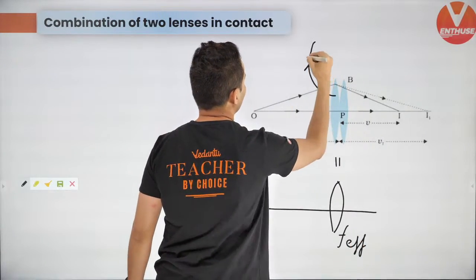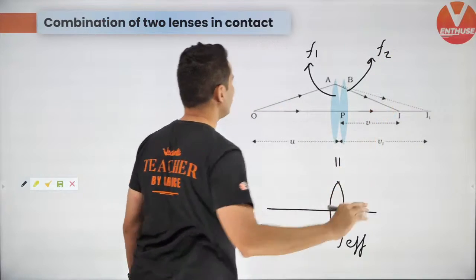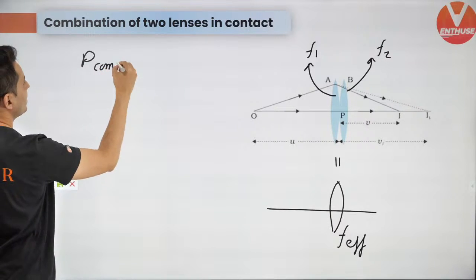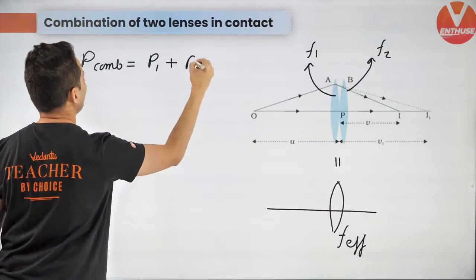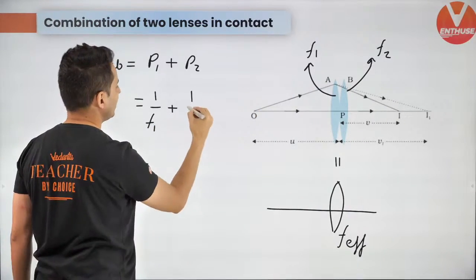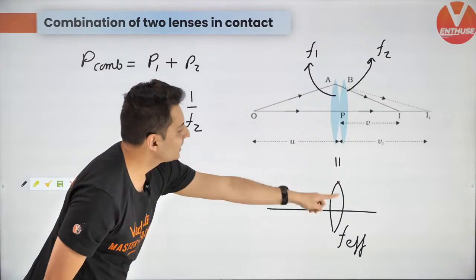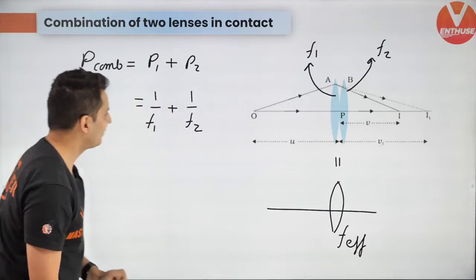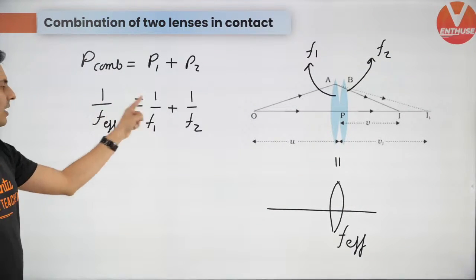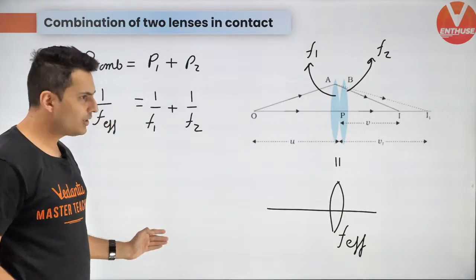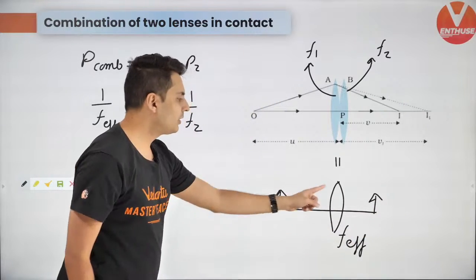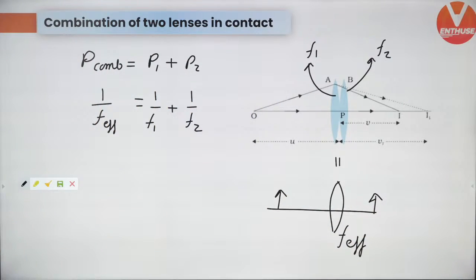If this lens has focal length f1 and this lens has focal length f2, what adds is their powers. So the power of the combination is power of lens 1 plus power of lens 2. Power of lens 1 is 1 by f1, power of lens 2 is 1 by f2. So the power of the combination is 1 upon the effective focal length. That's it. So this is how you can find the effective focal length. And once you get it, if the object was given, you can find where the image is by using your lens formula. I hope this is clear.